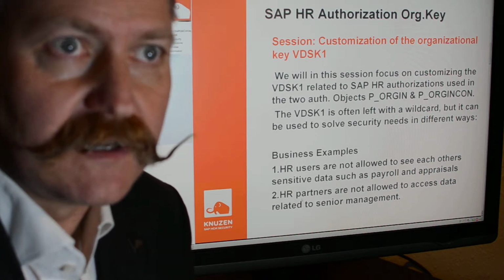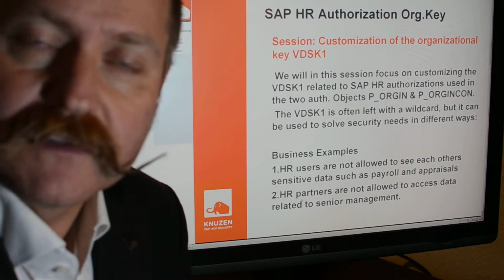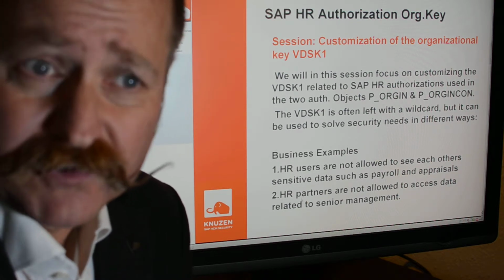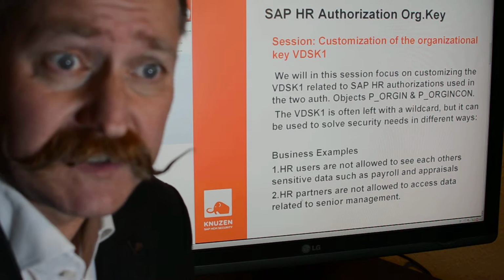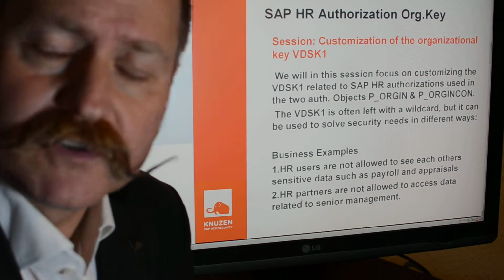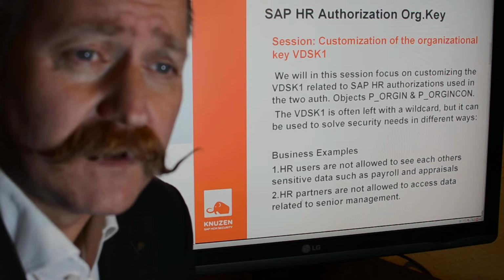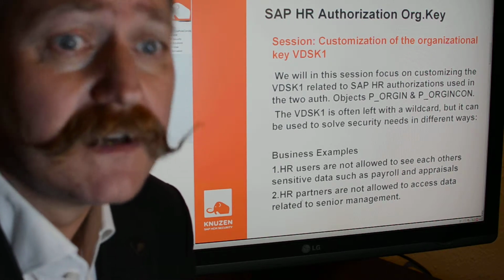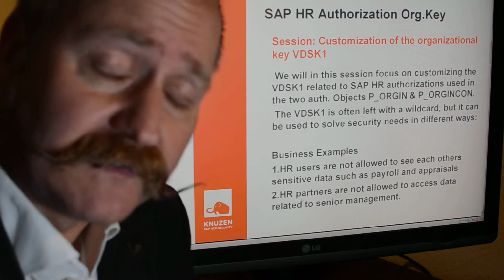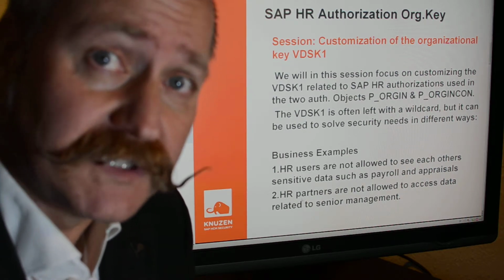I have been through a couple of examples, and one of them is where I have been setting up the organizational key for solving an issue with HR users who are not allowed to see each other's sensitive data, such as payroll appraisals. I've also been using it for HR partners. The HR partners were not allowed to see and access data for senior management. That was only for senior HR partners. So in this case, I also used the organizational key for solving this issue.